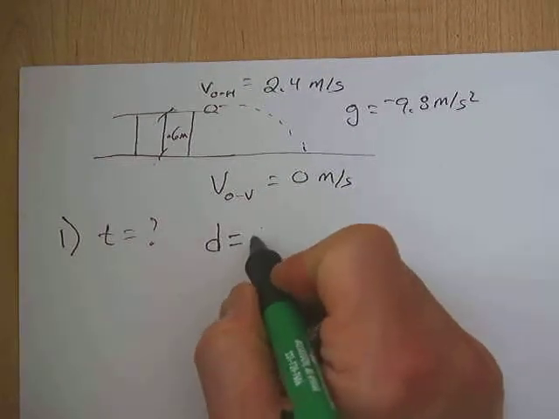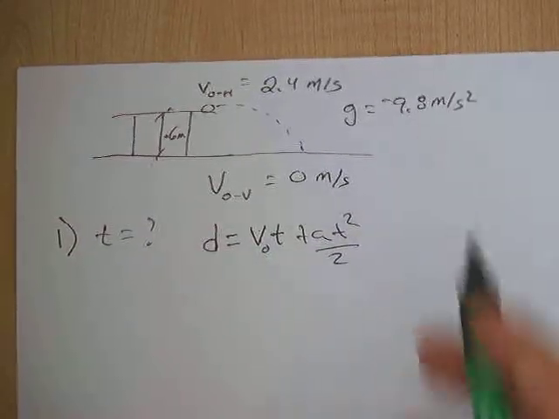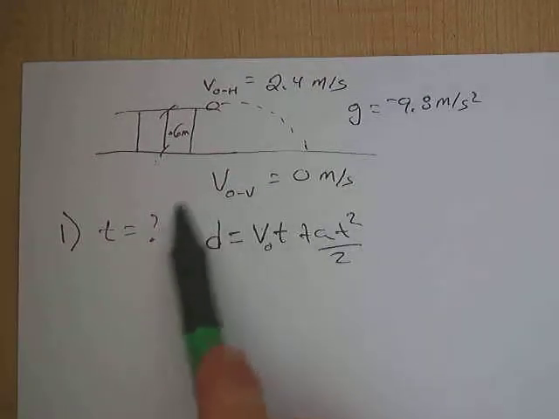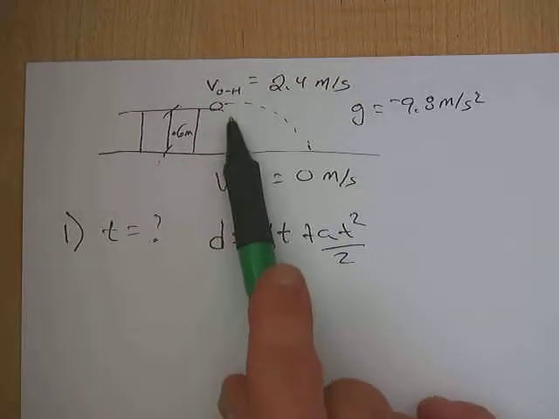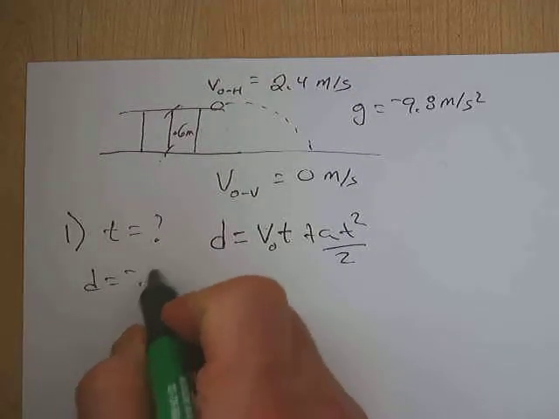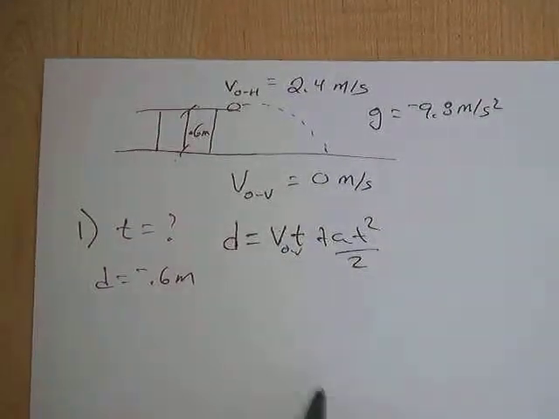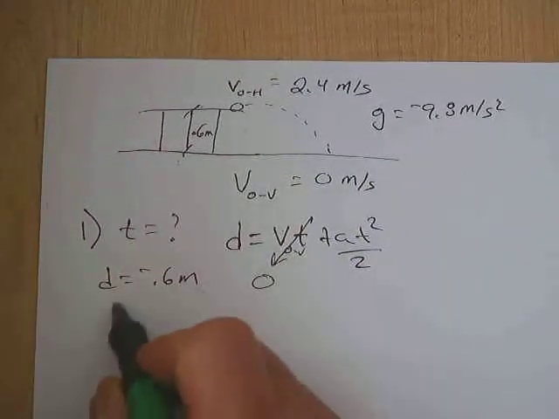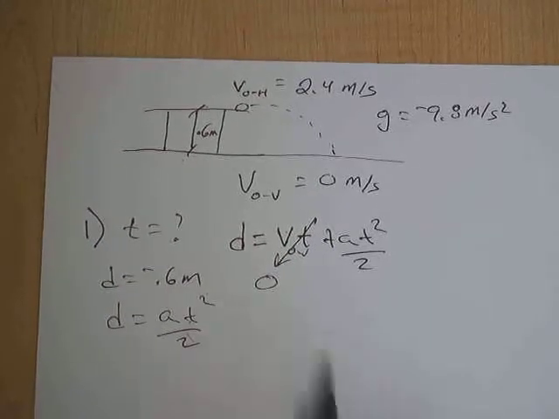And the equation we're going to need is D equals V naught T plus AT squared over 2. Now, we're talking about time in the vertical direction. This equation describes the vertical motion of the ball. The vertical distance is 0.6 meters down, so we're going to call that distance negative 0.6 meters. What did we decide our initial vertical velocity was? 0. So what does this whole piece become? 0. So my equation then is D equals AT squared over 2.